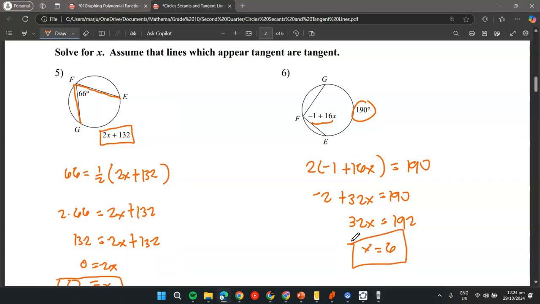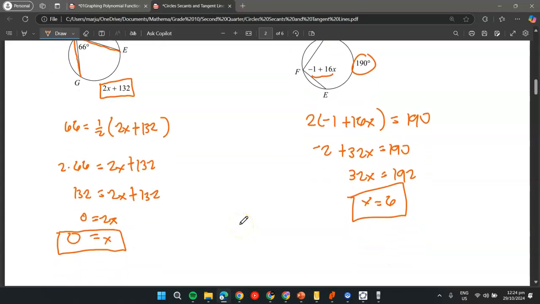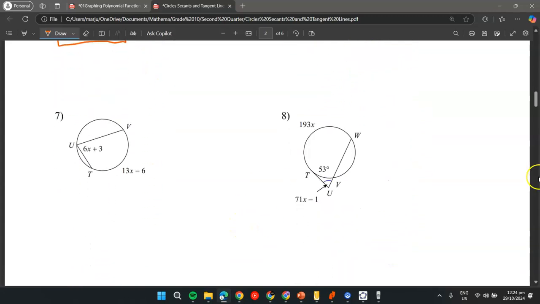Right, so that will be our answer for this item. Let's do number 7. Number 7 again, this is inscribed angle. So again, this is half of the measurement of this one. So this is just equal to 2 times 6x plus 3 is equal to 13x minus 6. 12x plus 6 equals 13x minus 6.